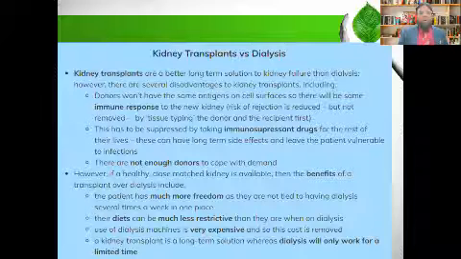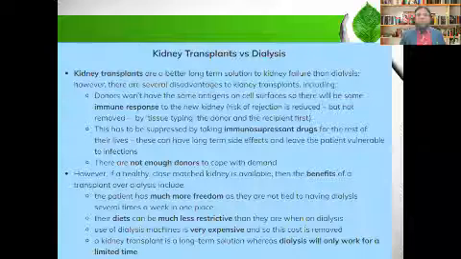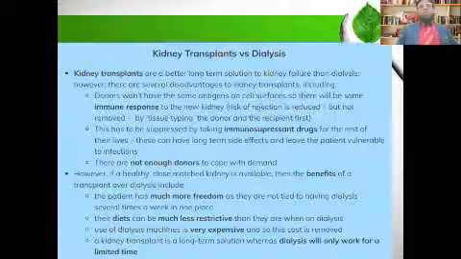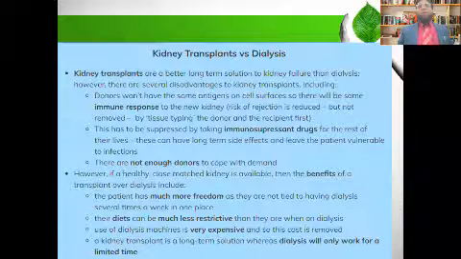A kidney transplant is a long-term solution, whereas dialysis will only work for a limited time. So this is the last topic, kidney transplant. We have compared the advantages and disadvantages of kidney transplant and dialysis. We have finished this topic too.